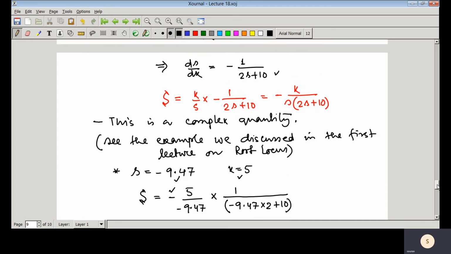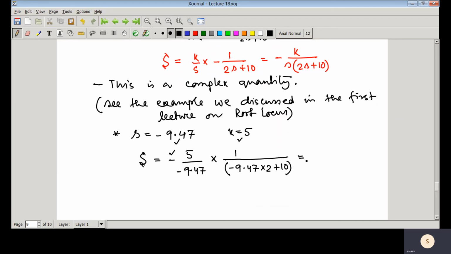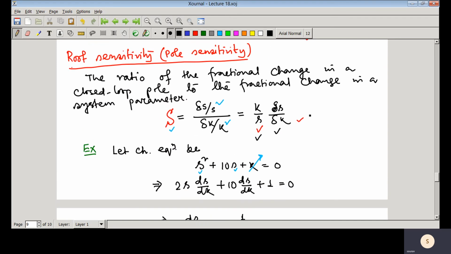So if you calculate it, you will get that value equal to 0.059. So this is that root sensitivity. And if you look at that root sensitivity expression, what will you get? You can write it here: K into S, that is delta S, the change in that root, over delta K, the change in that K. So this is equal to S, the root sensitivity.